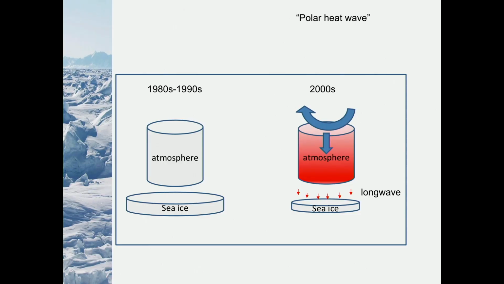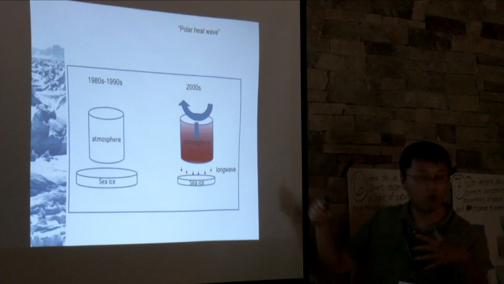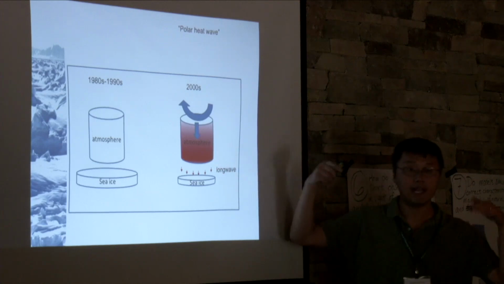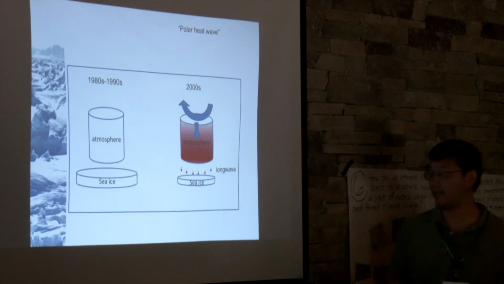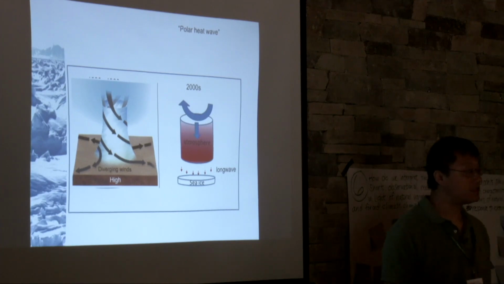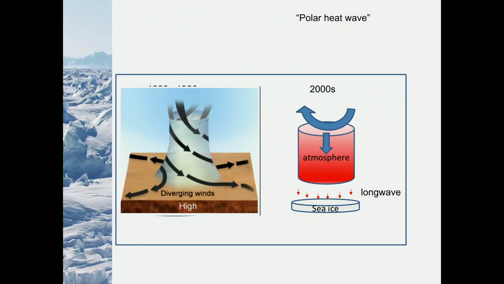So let's summarize what I have here. In early days, it's like the atmosphere in the normal state, but due to this dynamical role here, the anticyclone downdraft warms the air, and the bottom layer is pretty warm and emits this long wave radiation to melt sea ice. And very similar to this is the mid-latitude heat wave mechanism. So I just borrowed this plot from the wiki page.